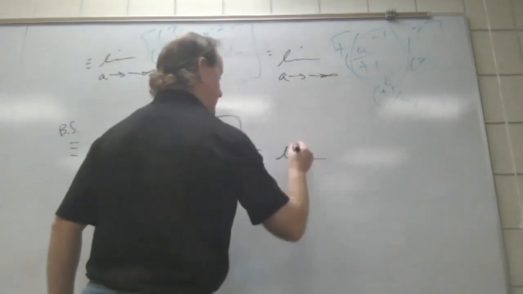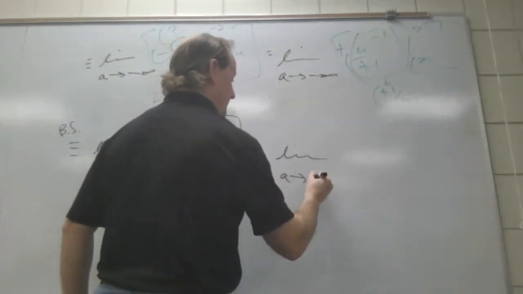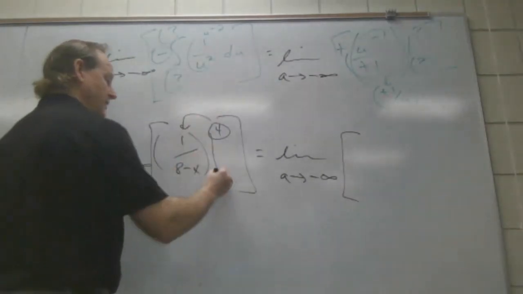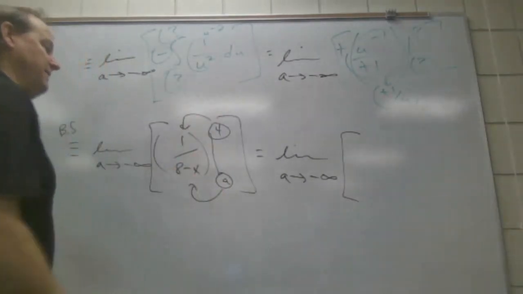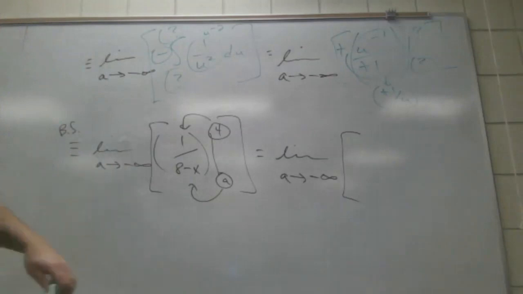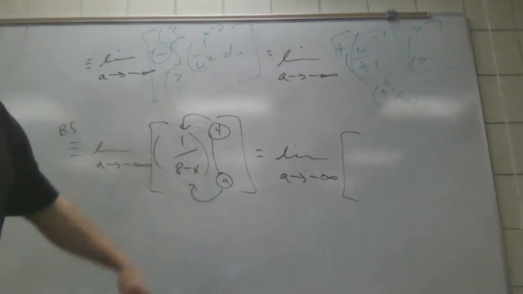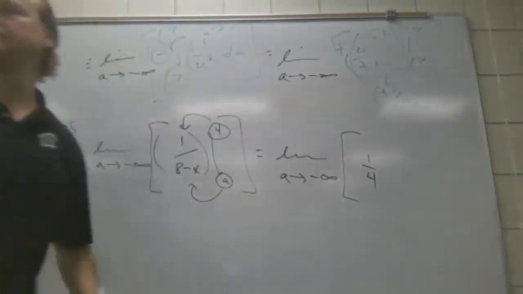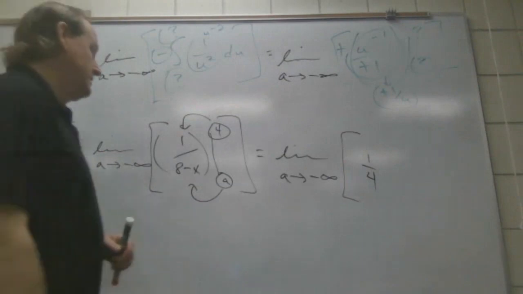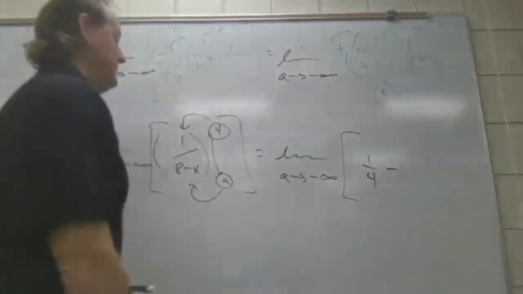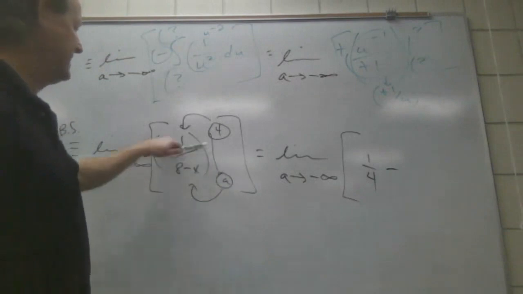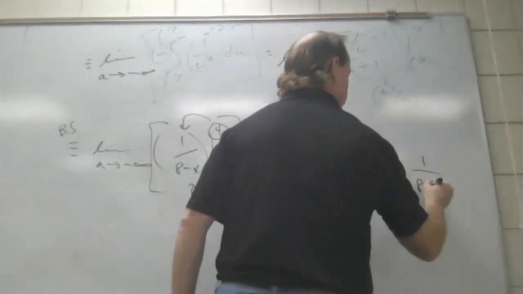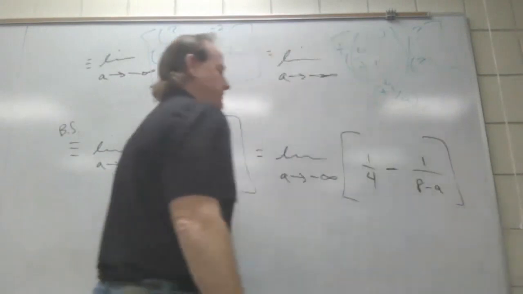So this is going to equal the limit as a approaches negative infinity. So now I'm going to plug in 4, figure out what that is, plug in a, figure out what that is, and subtract them, right? So if I plug in 4, I get 1 over 8 minus 4, which is just 1/4 for the upper limit, right? So that's easy. Minus the lower limit. If I plug in a, I get 1 over 8 minus a. Everybody agree?